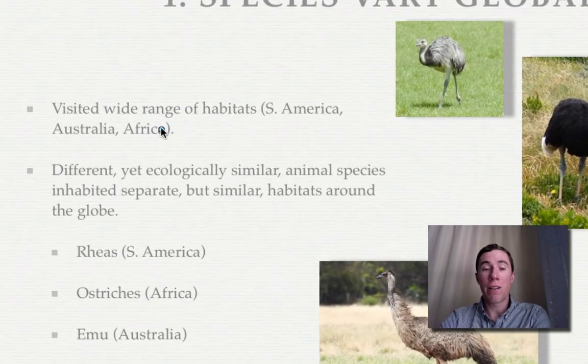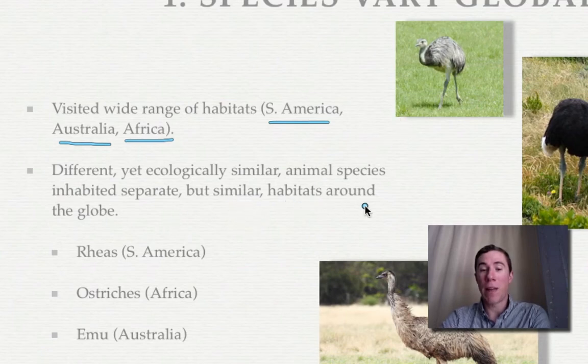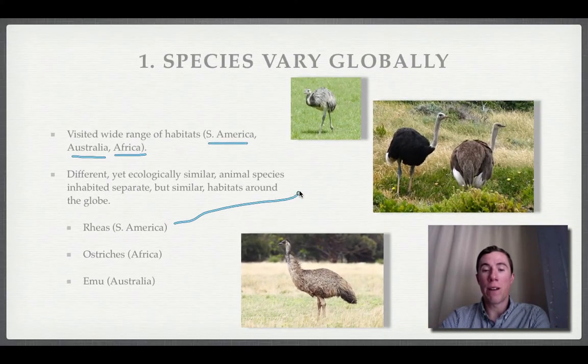And he visited a wide range of habitats. He went to South America, he went to Australia, and he went to Africa. And what he found is that different species, yet ecologically similar, inhabited separate but similar habitats around the globe. And so the example that we could use here is that this bird up here he found in South America, and this bird is what's known as a rhea. All right, and rheas are large birds, but they're flightless.